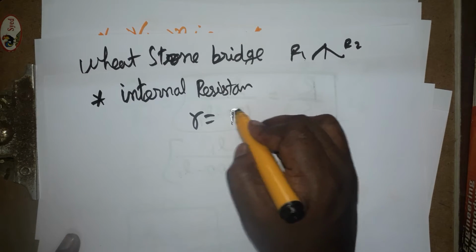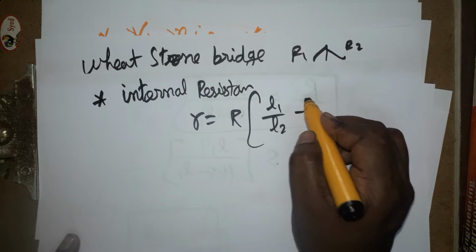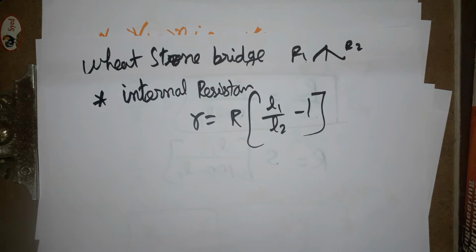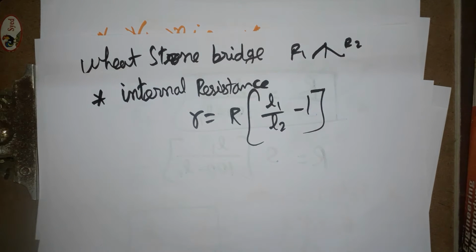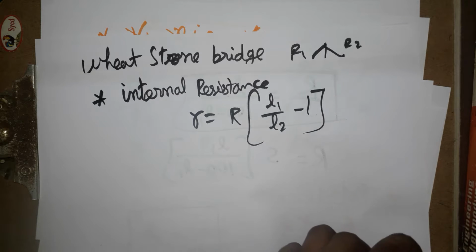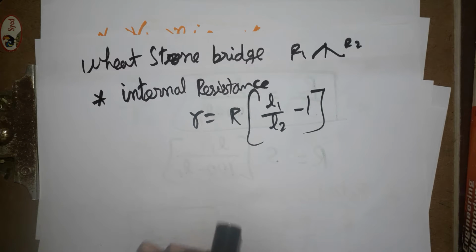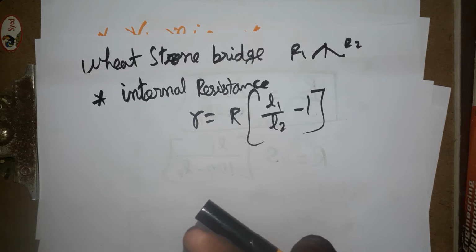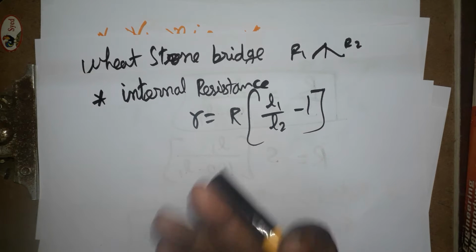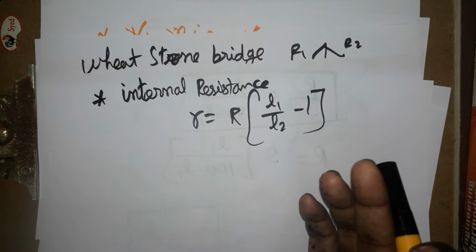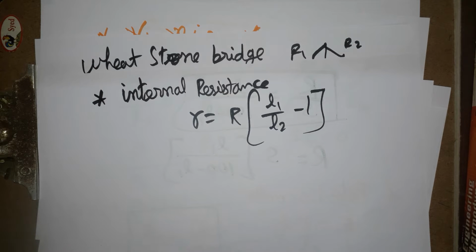So the internal resistance is the external resistance times (L1 by L2 minus 1). They can also ask this question: why is a potentiometer preferred to measure voltage? Because very little error will be there. Without using a voltmeter, without using a battery, we can measure the voltage and also the internal resistance. If you use a voltmeter, we won't get the proper value, we will get error because of internal resistance. When you use a potentiometer to measure the internal resistance, it has more advantage. That's the thing, the potentiometer is superior to the voltmeter.